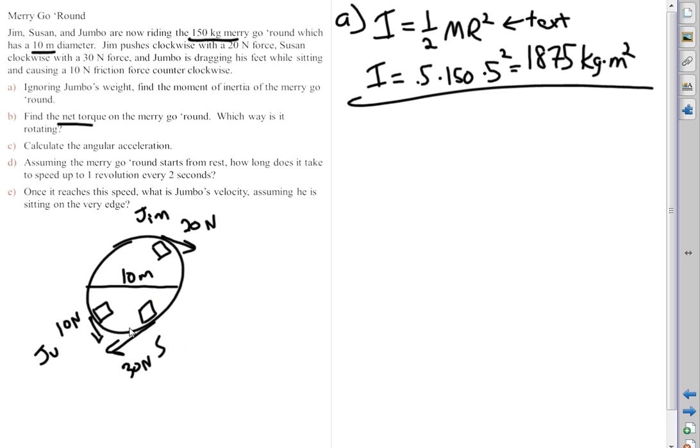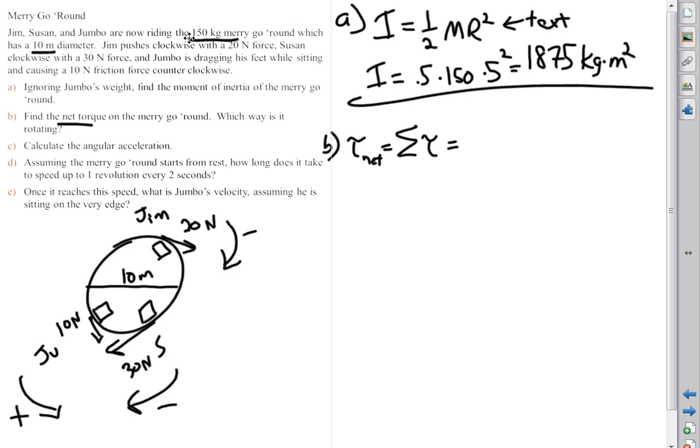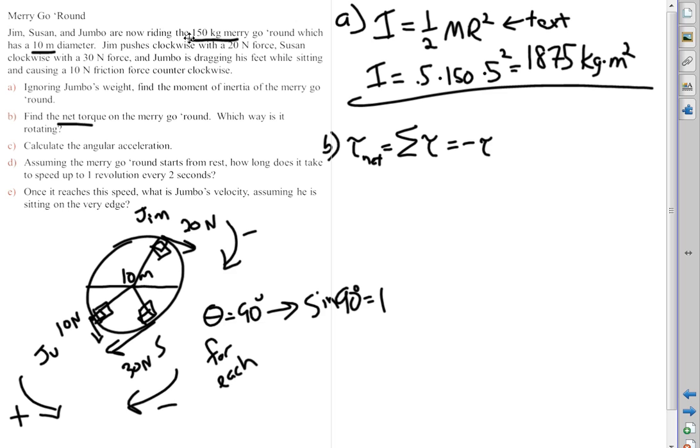But just to be sure, we're going to add up all the torques here. So the net torque is the summation of all the torques. Jim pushing in a negative direction, Susan in a negative direction, and Jumbo in a positive direction. In this case, we'll assume naturally that all of their forces based on the picture here are at a 90-degree angle. And as you recall, the sine of 90 degrees is 1, so it's going to make it nice and easy.